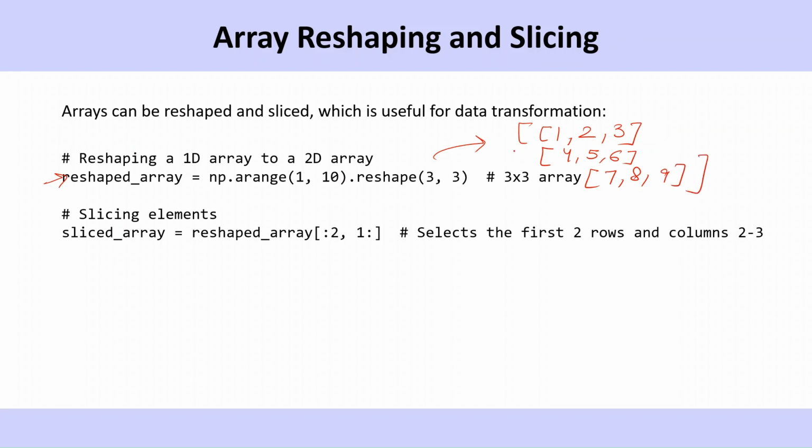Now when it comes to the slicing statement, it demonstrates NumPy's powerful slicing capabilities. It selects the first 2 rows and columns from index 1 onwards. So what output will it give? It will give 2, 3, and next it will give 5, 6. So this will be the output of this particular statement for slicing the elements in a NumPy array.